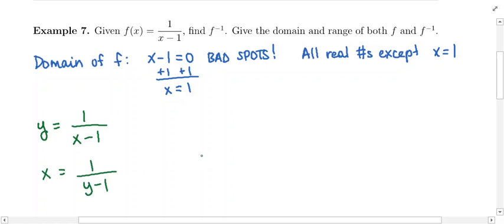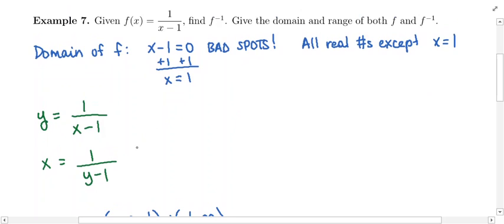So you might be like, well, what in the world do I do? Well, let me show you. I am going to make the left side a fraction. You can make anything a fraction by putting it over 1. So I'm going to get x over 1 is equal to 1 over y minus 1.